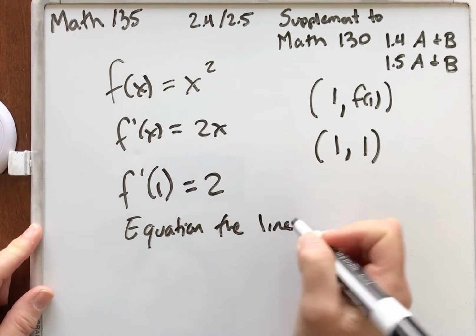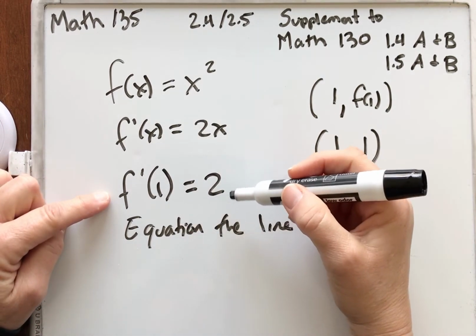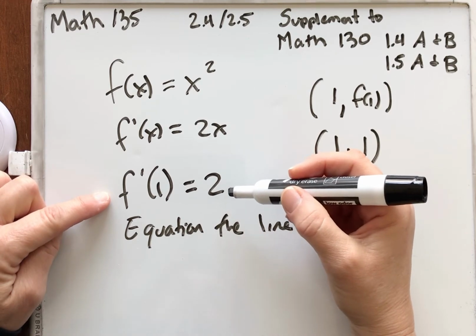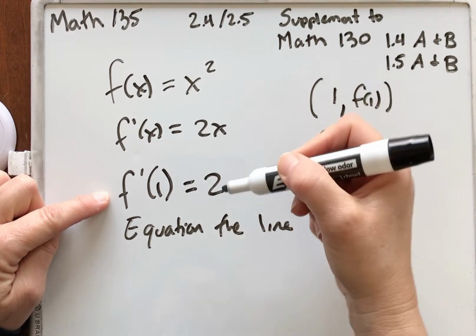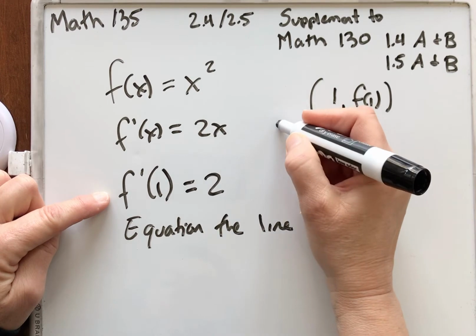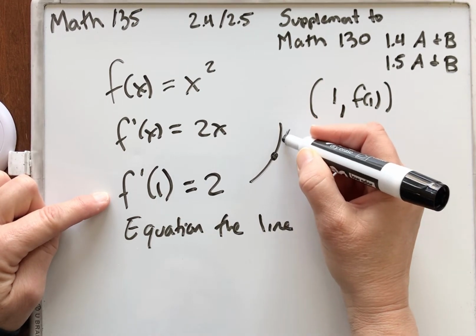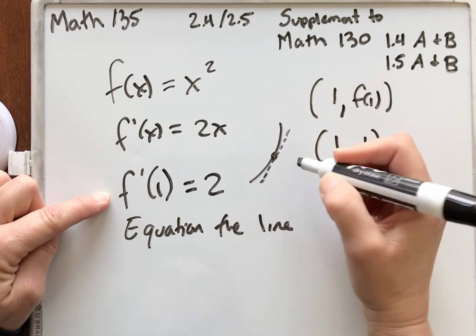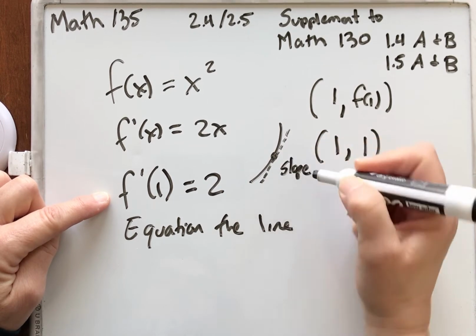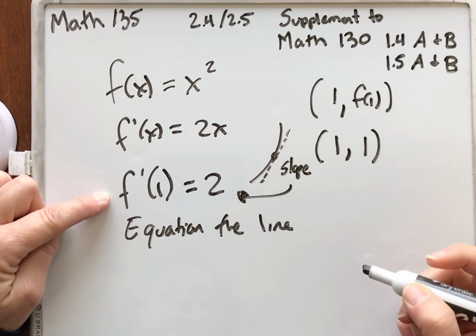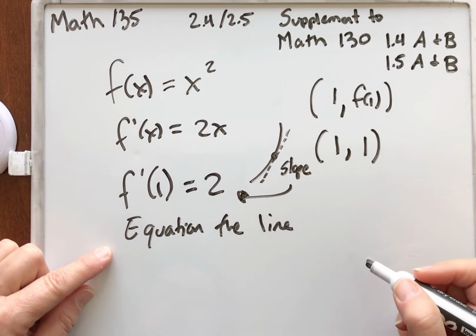What did we find here? What's f prime of 1? That's the slope of the line at the tangent. That is tangent at that point, right? So here we have a line. Here we have a point. Here we have the tangent line. This is the slope. That's what that is, right? And now we're supposed to find the equation of the line.